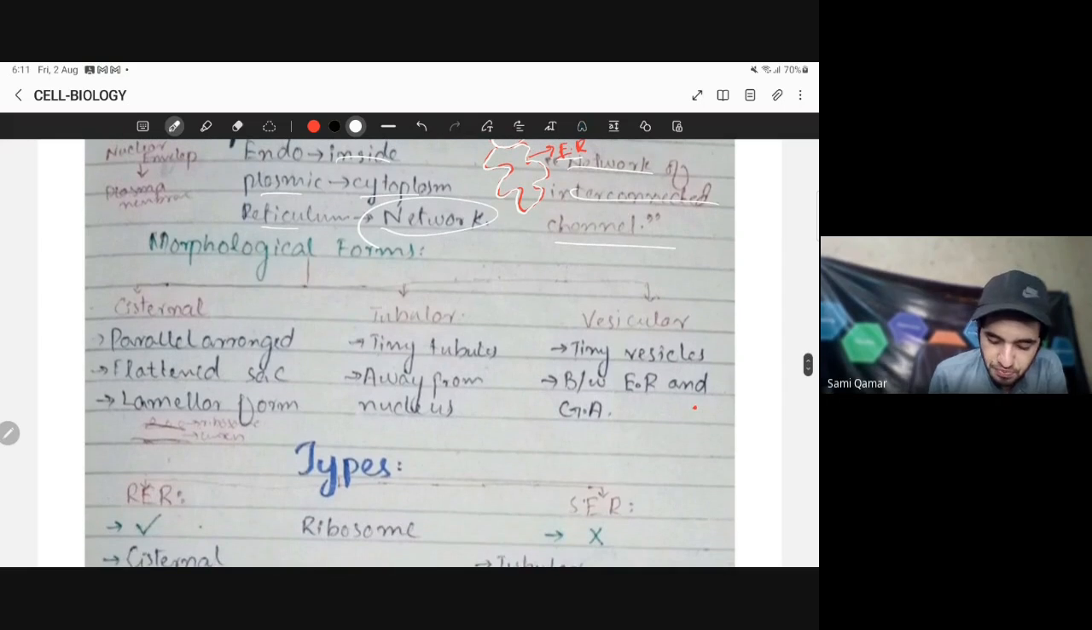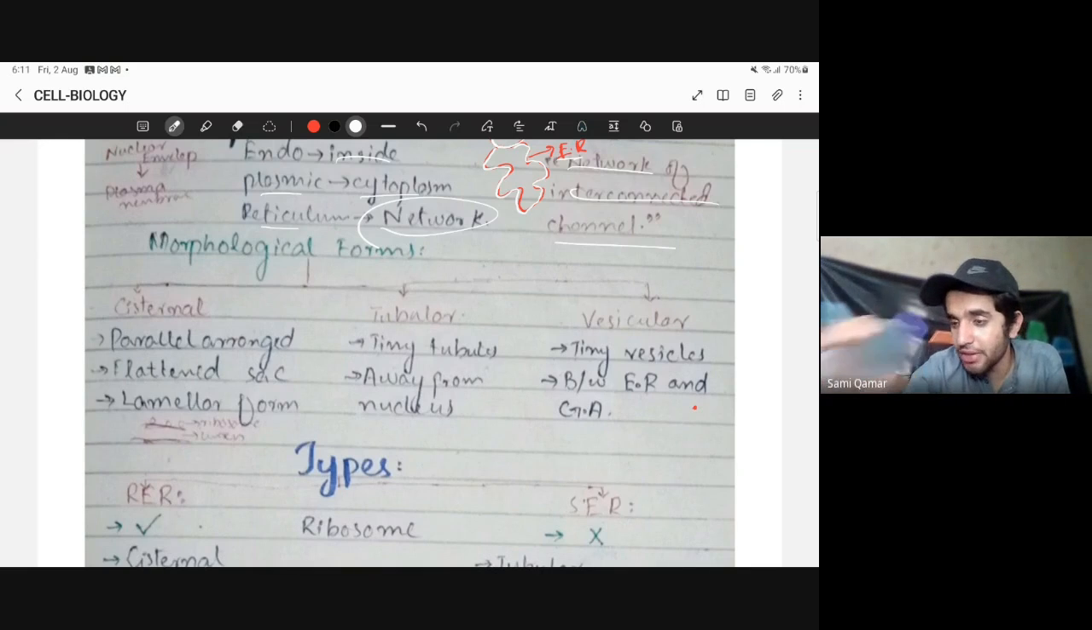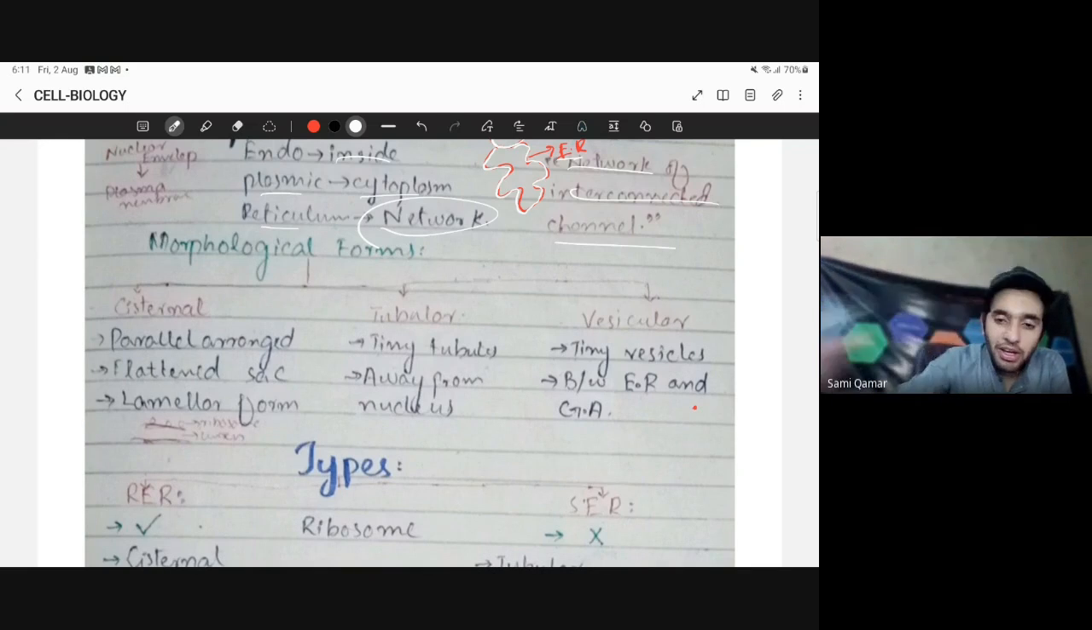I hope you guys know. Now there can be 3 morphological forms of these channels, for endoplasmic reticulum. I just forgot this because I have not stopped speaking for the previous 5 hours, and I don't have water in it. So I am feeling a little bit frustrated.